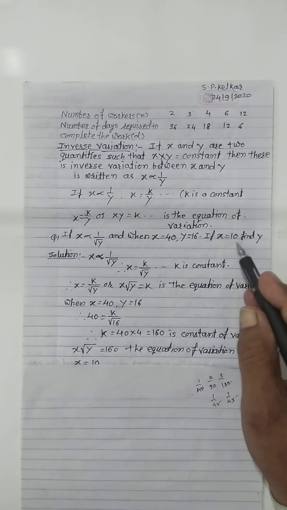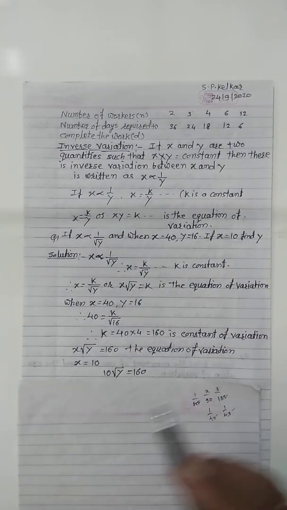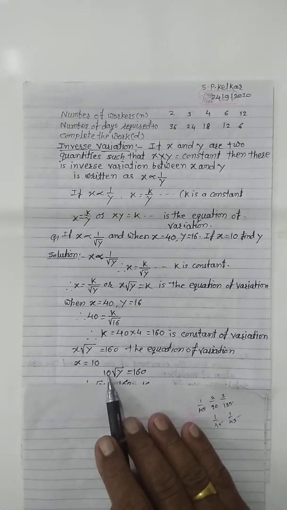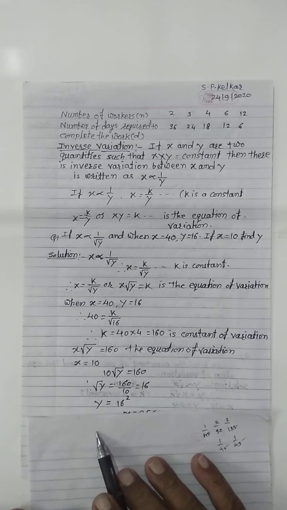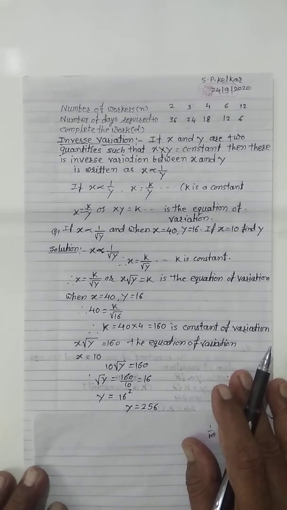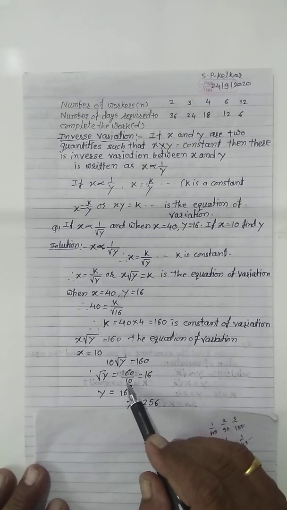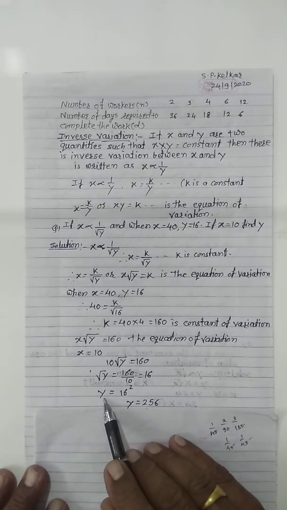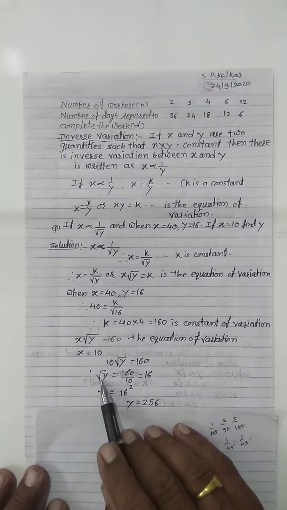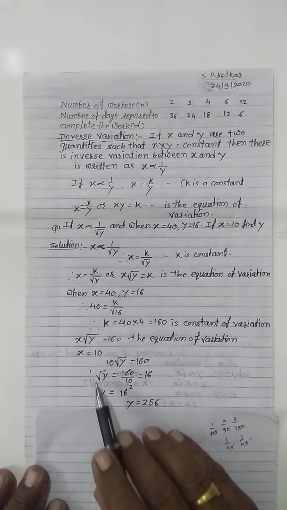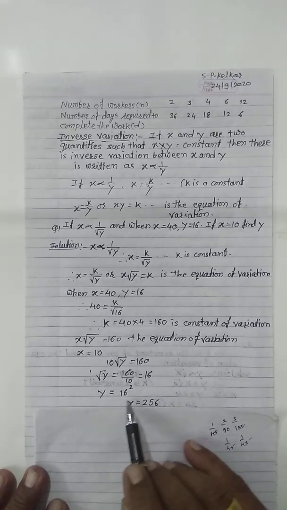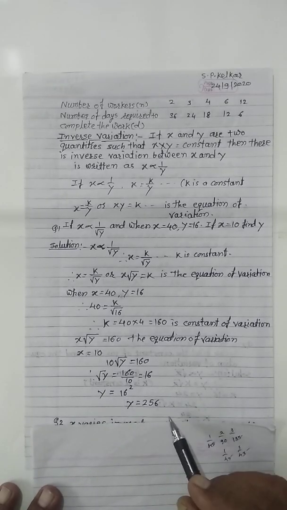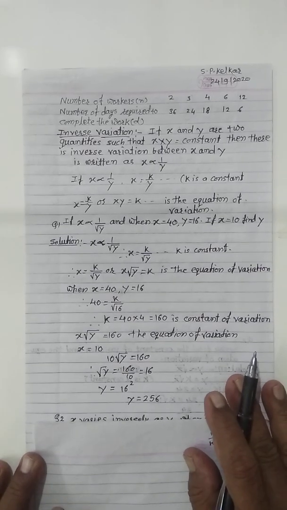Then put the value of x equal to 10, find the value of y. x equal to 10, then here 10 into under root y equal to 160, then under root y equal to 160 divided by 10, which is 16. Means under root y equal to 16, then taking a square on both sides, the square of this is y, and the square of 16 is 256. Then we take another example.